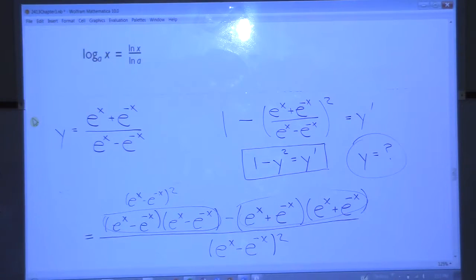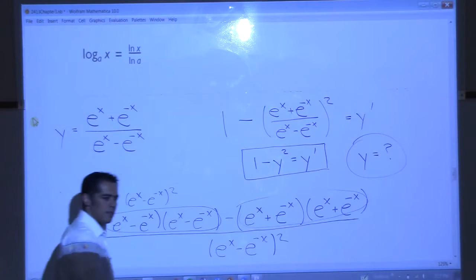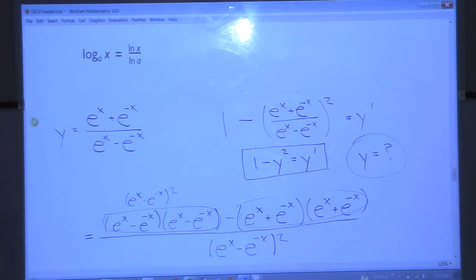Okay? Differential equations. For those of you who are going to have to take engineering analysis, something like that, you'll be doing differential equations.